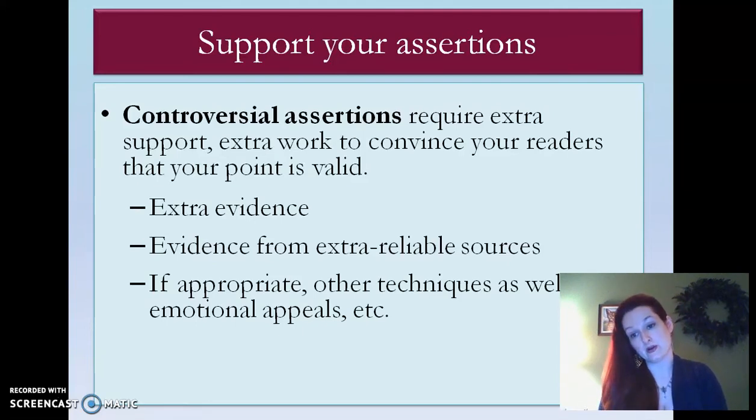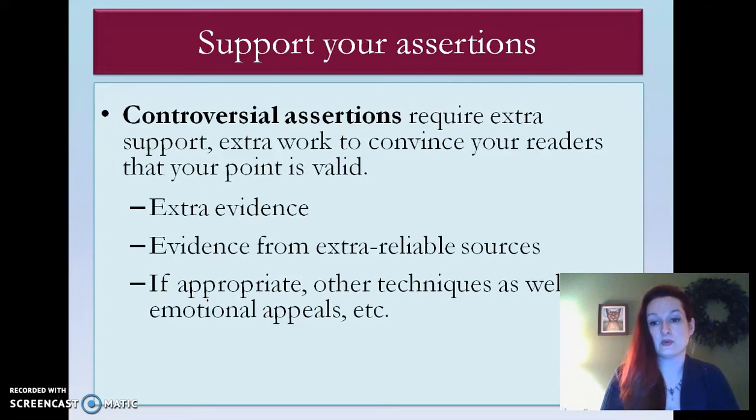like an emotional appeal. That probably won't be appropriate for a lot of the scholarly writing that you might do, but if you're doing a presentation or if you're writing something more informal, if you're writing a letter to the editor or a persuasive piece, then an emotional appeal may be very appropriate in that instance. So it just depends on what you're writing.